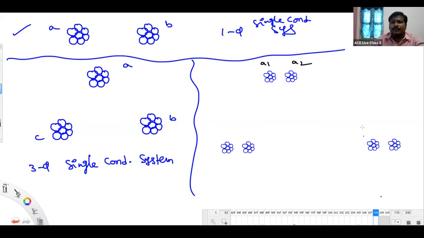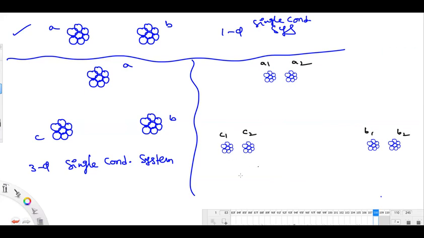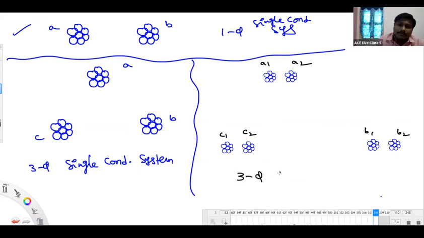A1, A2, B1, B2, C1, C2. What is this system? 3 phase bundle double conductor. Bundle conductor. Okay. Understood the difference?